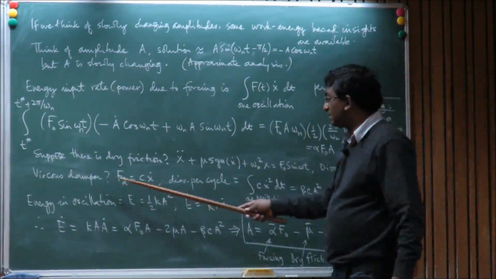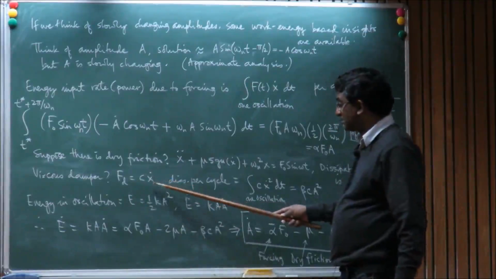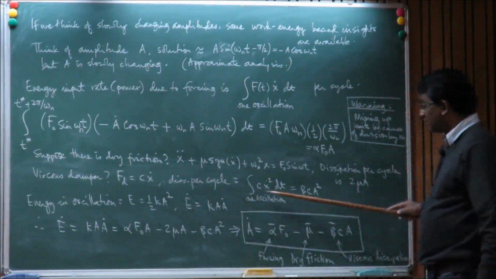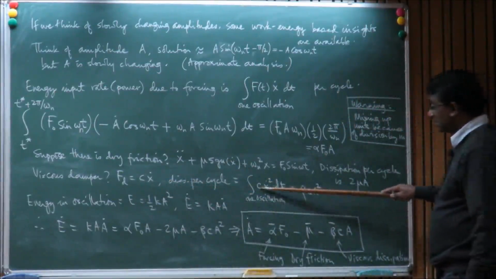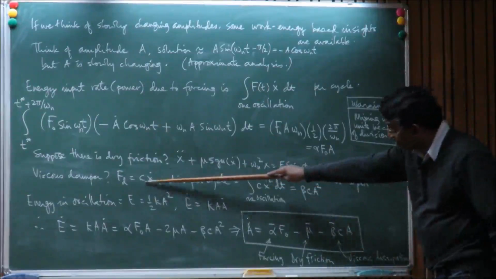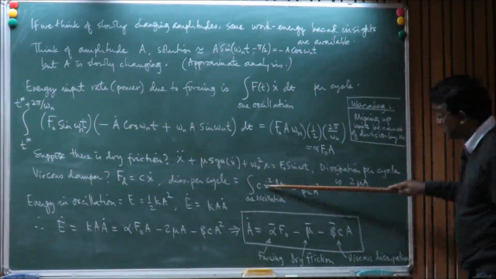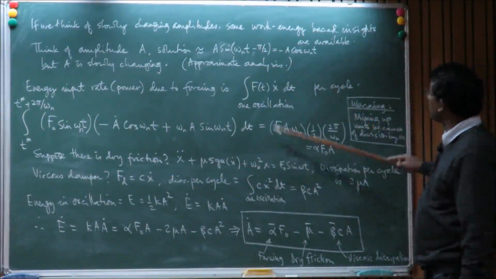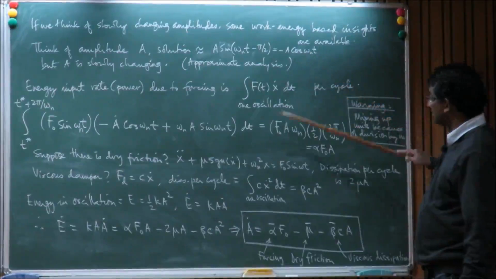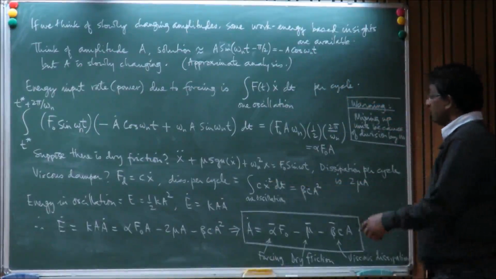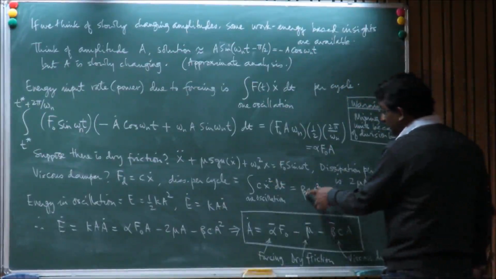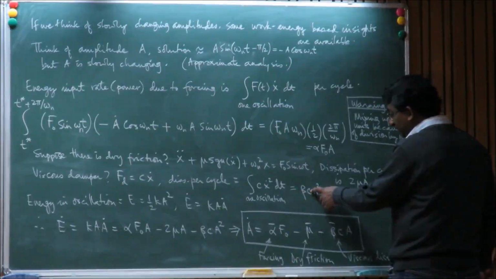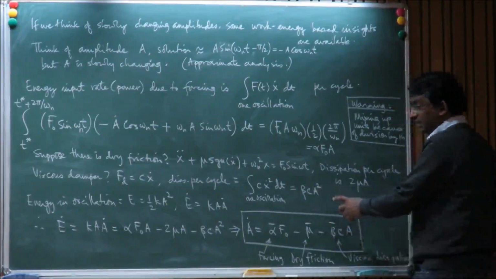Suppose there is a viscous damper, then the damping force is C x dot. I'm not writing it out because you are familiar with it. The dissipation per cycle is the integral over one oscillation of C x dot, that's the damping force, times x dot. So C x dot squared dt. The x dot is a sine omega n t, so the sine and the sine are obviously in phase, and it will give you an integral which is some constant times the damping coefficient C times a squared.